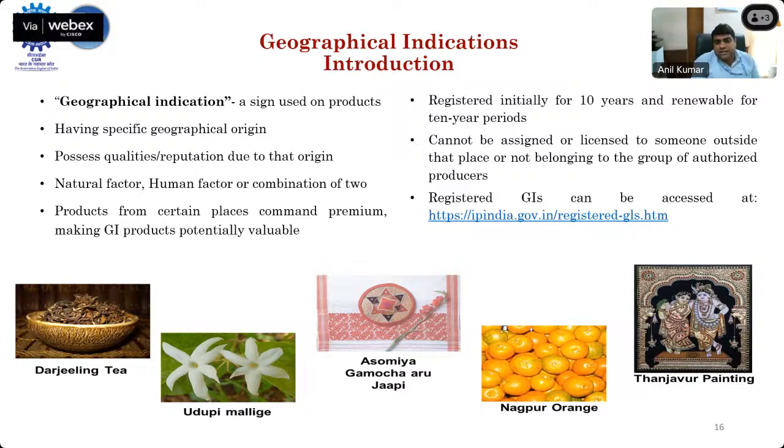It cannot be assigned or licensed like we talked about for patents, copyright and trademarks, because it is a collective right. So the applicant should be an association working for the benefit of the producers or manufacturers of those products, and the people have to register as registered users. So there is no concept of assigning or licensing GIs. The information on registered GIs can be accessed from the IP India website, which is given in this slide.